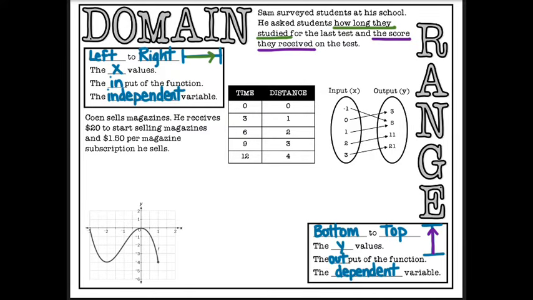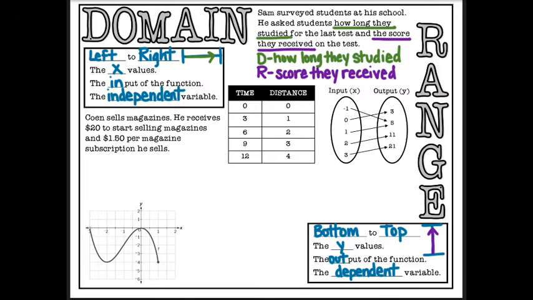If I read it this way, the amount of time that they studied depended on the score that they received, that doesn't make sense. But if I flip it around and say that the score that they received on their test depends on how long they studied, that makes sense to me. So since the score they received depended on something else, the score is the dependent value, or the range. That makes how long they studied the domain. So the domain is how long they studied, and the range would be the score that they received.